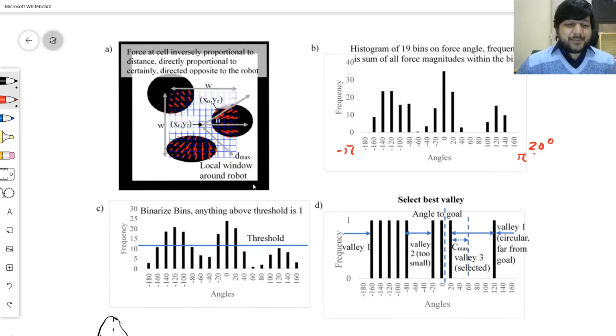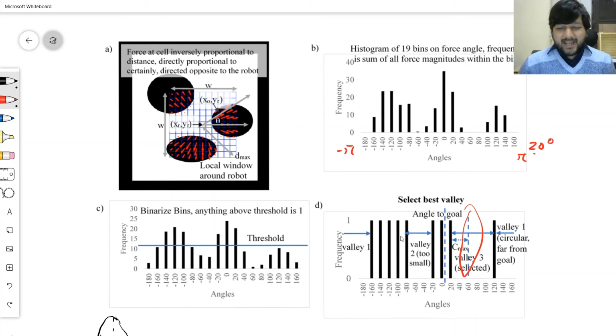What I do then is smoothen it like this. You see a nice smooth curve, and then you apply this threshold. Then I ask, which valley do I select? That's my angle to goal. There are 1, 2, 3 valleys. Valley 1 is too far from the goal, so it doesn't qualify. So it's either this or this. The one which is widest is this, so I select this. Then I just need to go Cmax away from the angle to goal. So this is the one that I finally select.